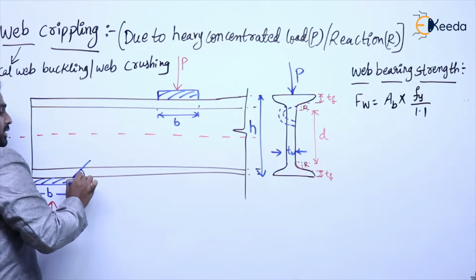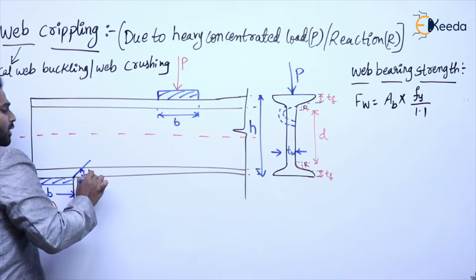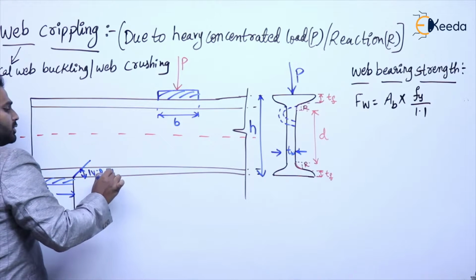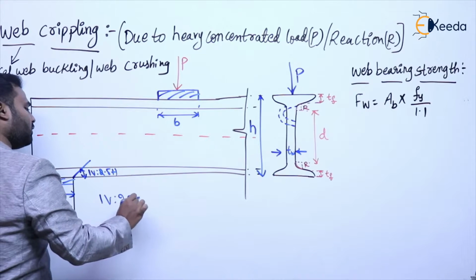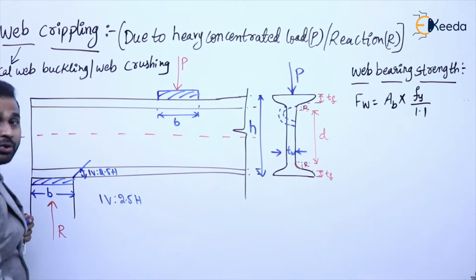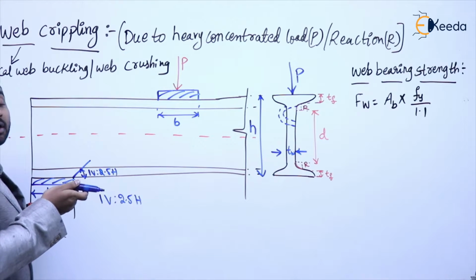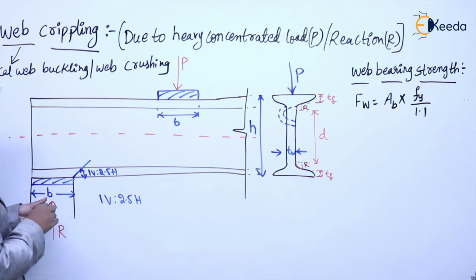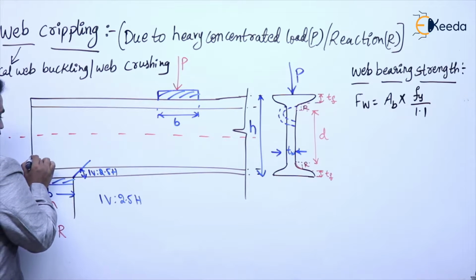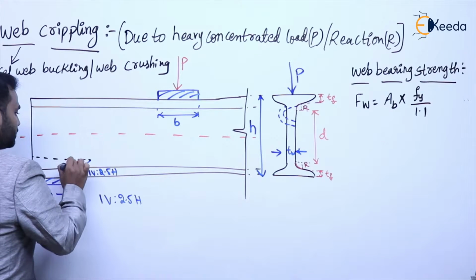Therefore, in this case, the load dispersion is assumed as 1 vertical to 2.5 horizontal. What is the meaning of it? If you proceed 1 unit in vertical direction, then in horizontal direction we need to proceed 2.5 times. Now the width is to be considered at this location.